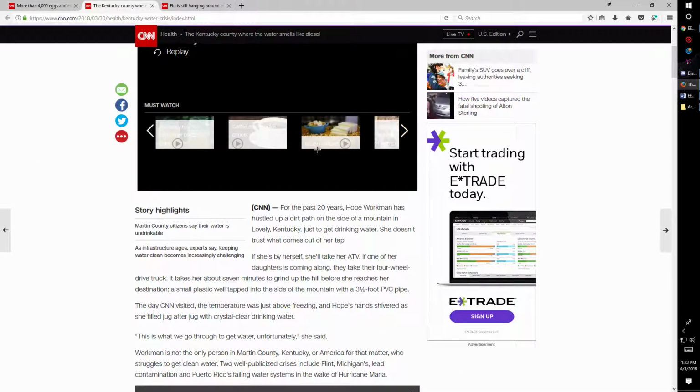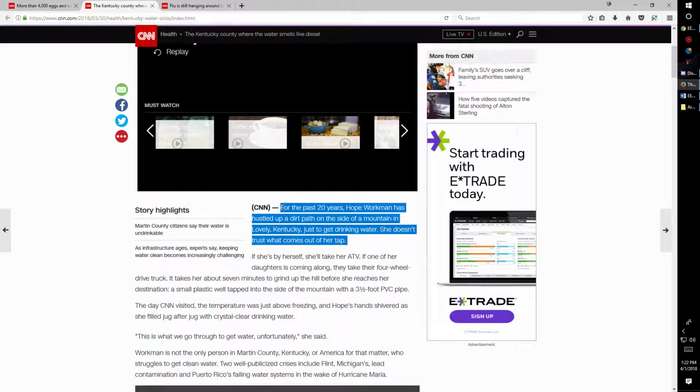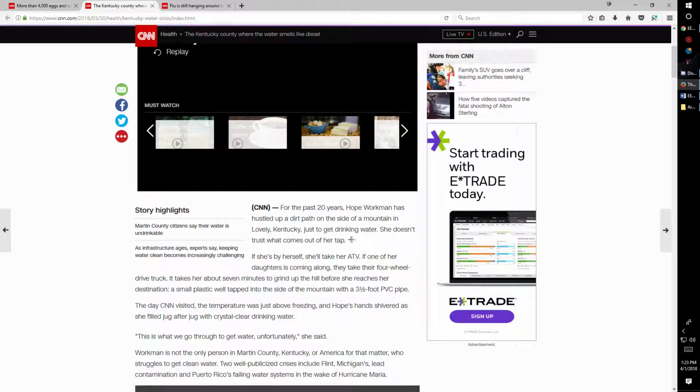Let's take a look at the second one, which is the witness perspective, right? For the past 20 years, Hope Workman has hustled up a dirt path on the side of a mountain in lovely Kentucky just to get drinking water. She doesn't trust what comes out of her tap. Still grisly, but definitely more personalized. We see how it can affect a particular individual, and we can infer how it can affect a larger group of people. But unfortunately, I don't have a witness. During my research, I didn't come across a witness, so I can't really use this sort of approach.